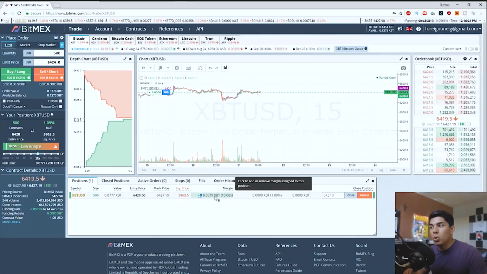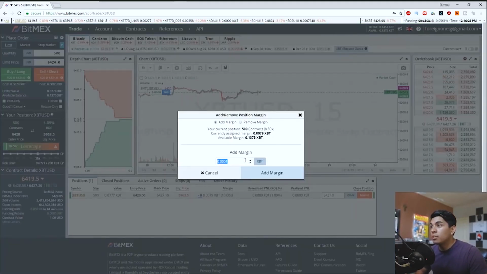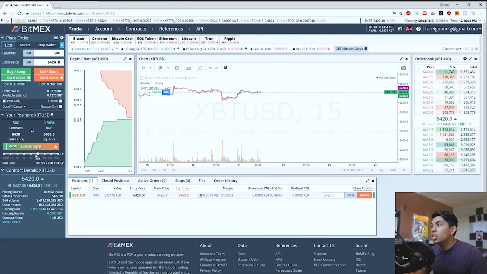So one thing to note is that I can actually always change the margin. If I click on this right here, you can see I can actually add. So let's say, for example, I'm working with 10x. I can actually add more margin to it. I can change it. I can remove it as well, how much I want to remove. So you're able to change the leverage.